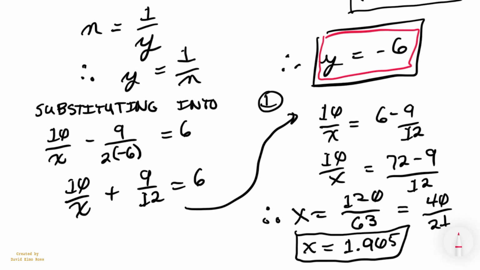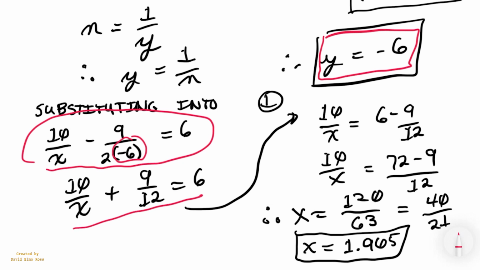Now if we substitute y equals minus 6 into our first equation here, we end up with this, which can then be rewritten as 10 over x is 6 minus 9/12. And when we do all the math, we find that x is equal to 1.905. And that is how we go about solving equations that have the variables on the bottom of the fraction.